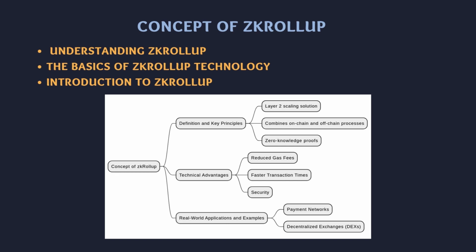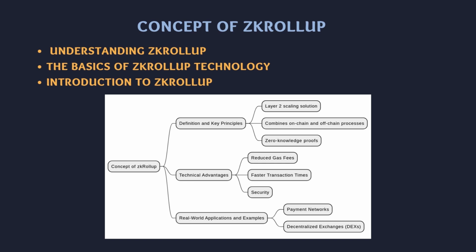The zk in zkRollup stands for zero knowledge, which refers to the zero-knowledge proofs used to validate transactions. One of the key principles of zkRollup is its use of zero-knowledge proofs. These proofs enable the validation of transactions without revealing the transaction details. This approach offers significant technical advantages over other scaling solutions like Plasma or sidechains.